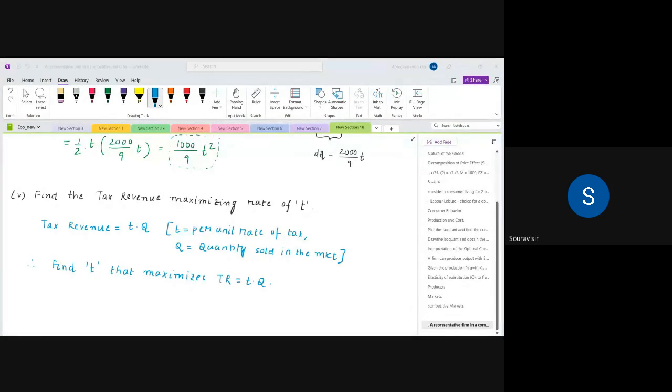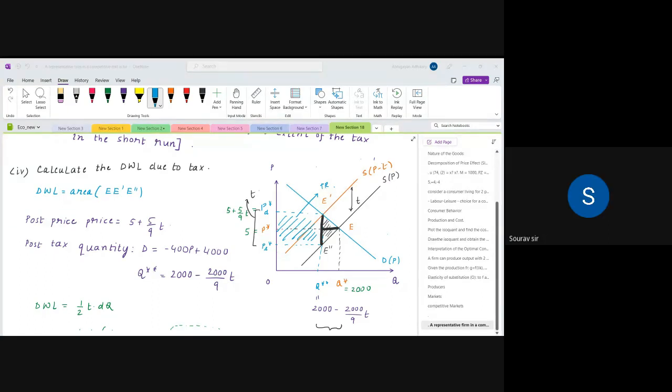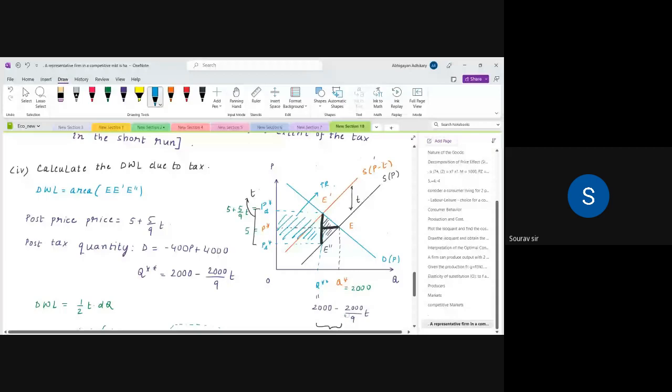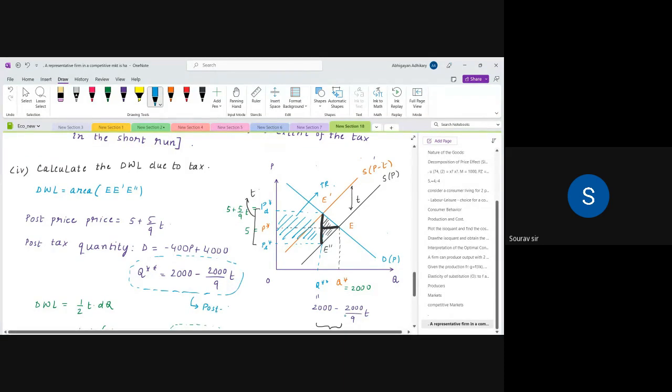But graphically, if you look at it, do all of you agree that the part that I'm shading now is the tax revenue collected by the government? Correct. So that means what is the level of quantity that is being transacted in the post-tax scenario? It is 2000 minus 2000 by 90. This Q double star that you obtained. Correct? This is the post-tax quantity.